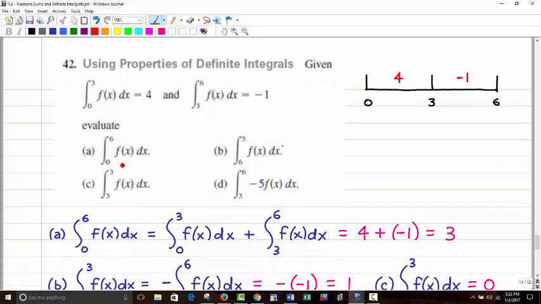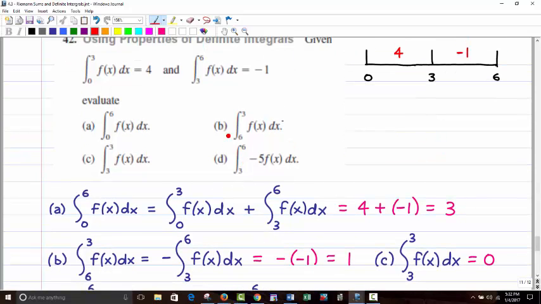Okay, so it wants 0 to 6. Using that additive property we saw earlier, 0 to 6 would be the same as 0 to 3 plus 3 to 6, which I have right up here. So 0 to 3 is 4, 3 to 6 is negative 1, so 4 plus negative 1 is 3.